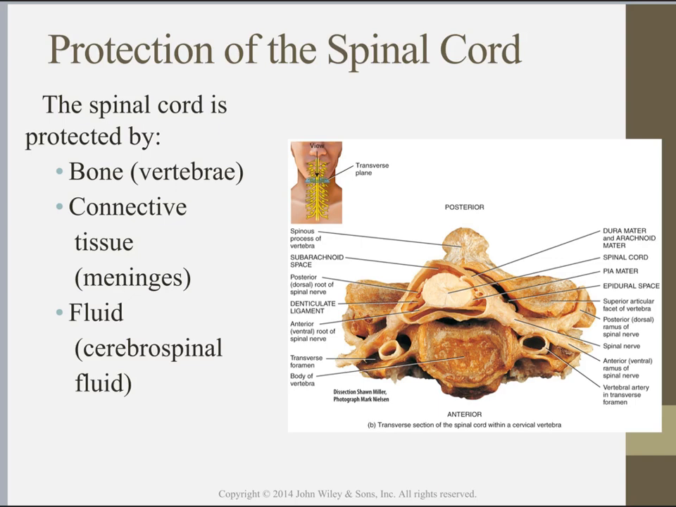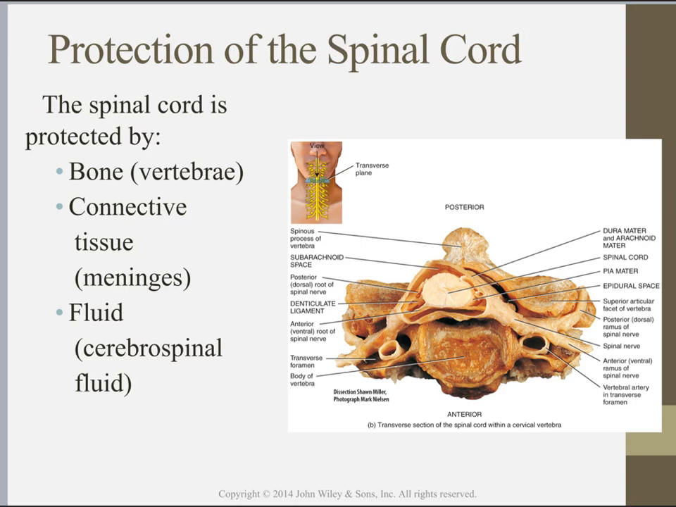So before we look at the actual components of the spinal cord and the anatomy of the spinal cord, we have to talk about the way we protect it. So it's protected by three major components. Number one, bone. We have all those vertebrae, the ones that we covered when we did the human skeleton way back in our previous lectures.